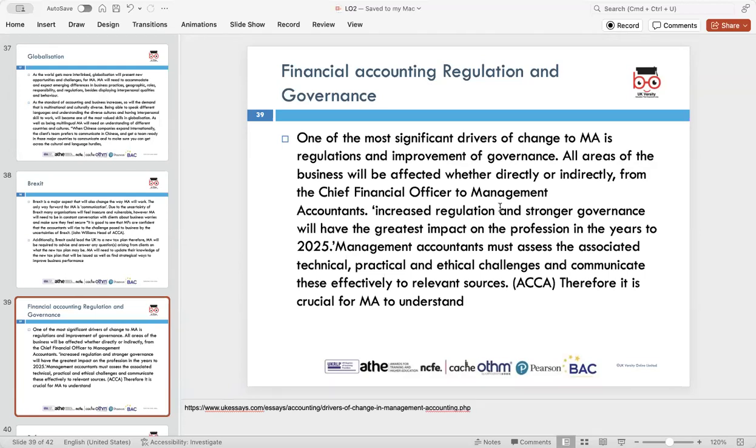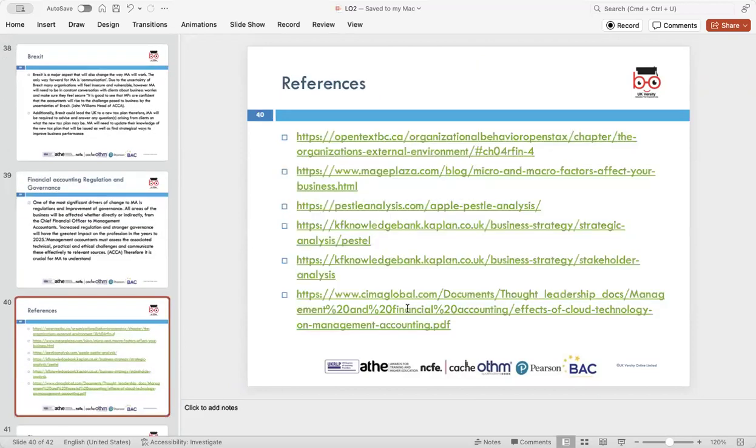So by the year 2025, management accountants are required to evaluate the associated technological, practical, and ethical difficulties, and communicate their findings, using these to efficiently connect to relevant sources. Thus, according to ACCA, it is crucial for management accountants to understand this.